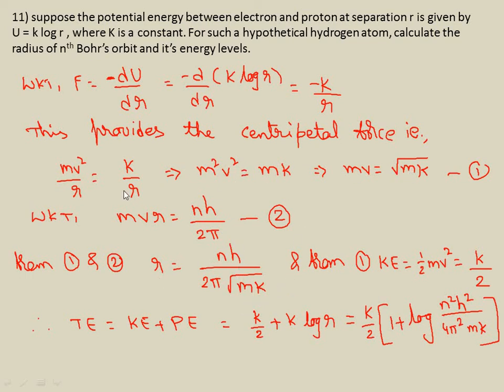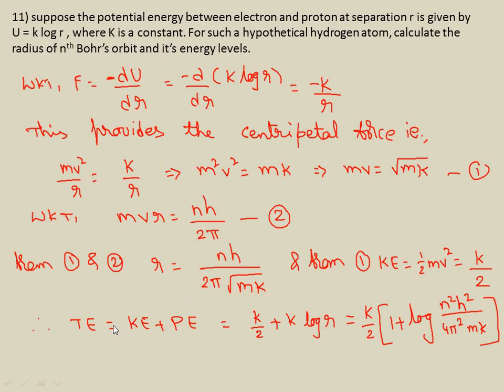Now from equation 1, or straight away from this, half mv square equals k by 2. Can I write that down? Look here, the r cancels out, mv square equals k, and 1 by 2, 1 by 2. So half mv square is equal to k by 2. What do you mean by half mv square? Kinetic energy. So the kinetic energy of the electron is k by 2. Of course, remember, this k is the constant which is given. Now we have to find the radius of the nth Bohr's orbit and its energy levels. Radius we have just calculated: nh by 2 pi root mk.